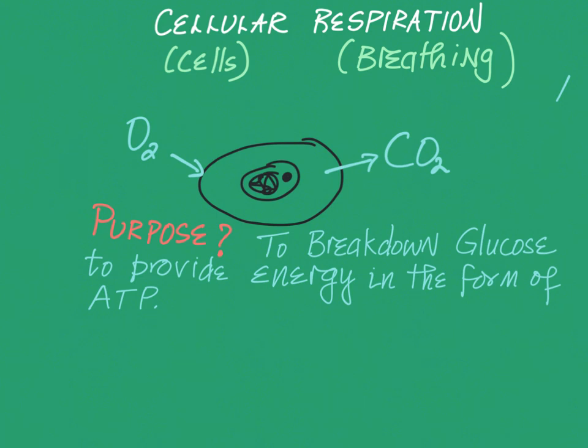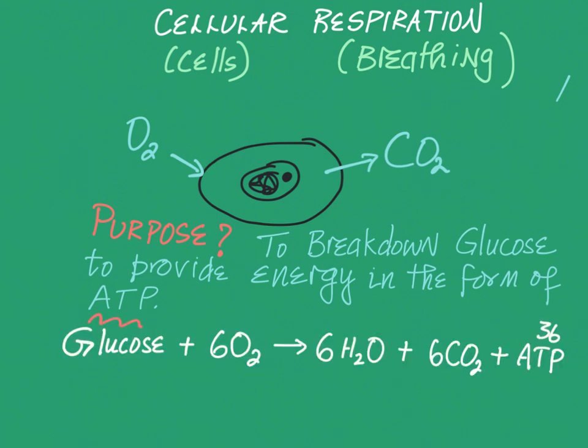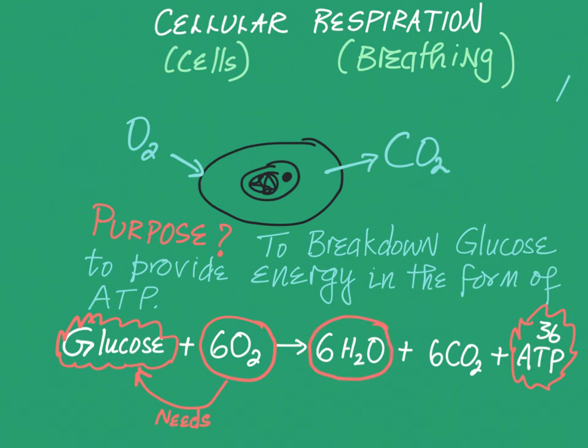Now the glucose is the fuel that the cell needs and breaks down. And the product that the cell desires is the 36 ATP. So for a single glucose molecule, you can get 36 ATP if the glucose is completely broken down. And this happens only in the presence of oxygen. That's why we need the oxygen.